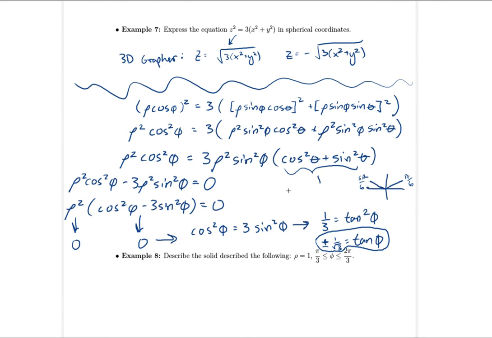So what that means is, I've kind of run out of room here, but the answer to our question of writing it in spherical coordinates is just phi equals pi over 6 and phi equals 5 pi over 6. This is kind of the upper cone and this is the lower cone. So just like we suspected, in spherical coordinates, all that we really need to do is just identify the phi, and then rho and theta can be whatever they want.